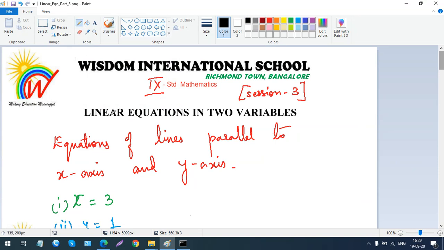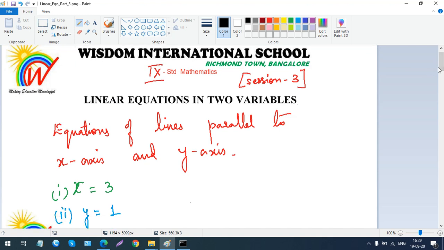So children, we have come to the end of the lesson, linear equations in two variables. So we are going to learn how to write the equation of lines which are parallel to the x-axis and y-axis, okay? And also, if an equation is given, how to draw a line which is parallel to the x-axis and y-axis. Alright, so now let's look at the example.